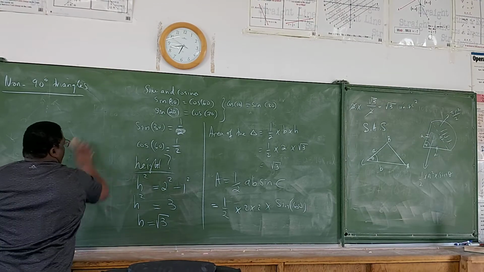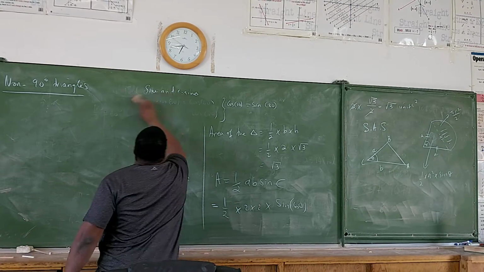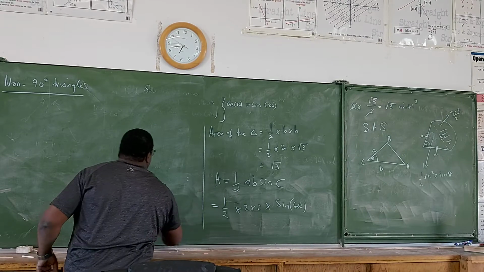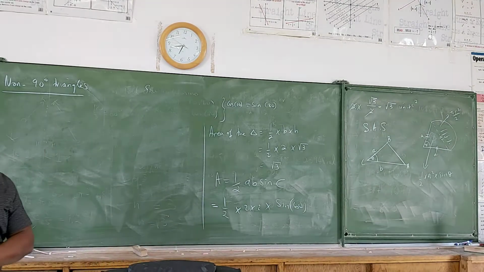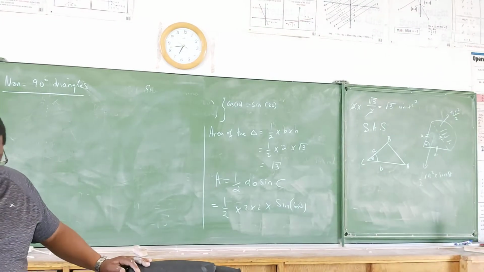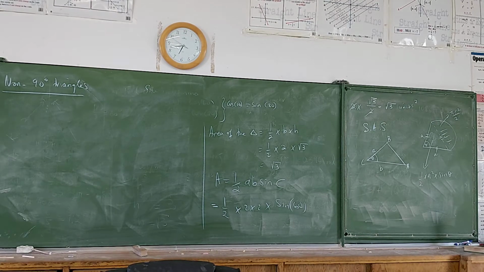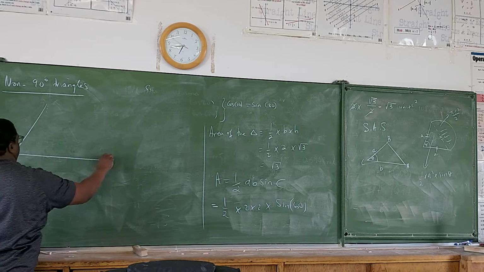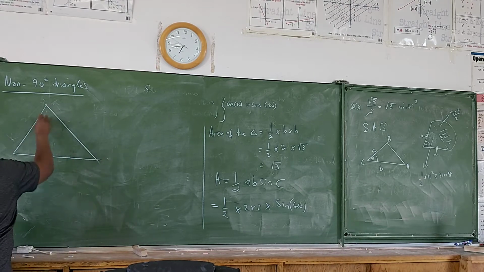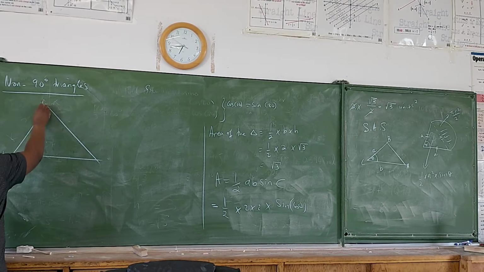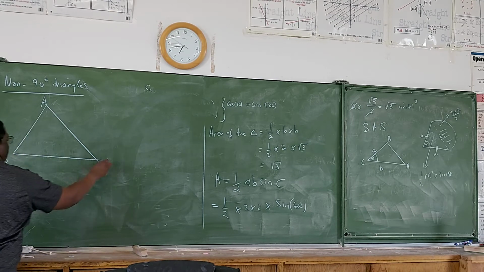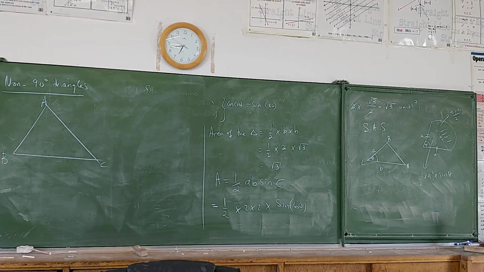Let's bring in one more condition. There's so much that I can do, I just want to do a quick recap on the work on trigonometry. If I take, let's say, triangle A, B, C. It's also a non-90-degree triangle.